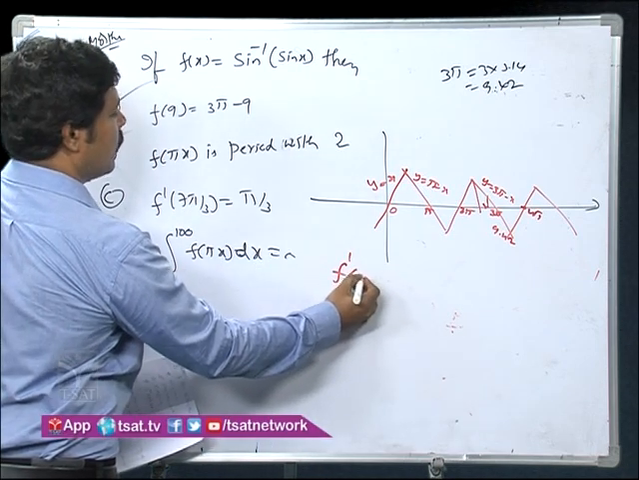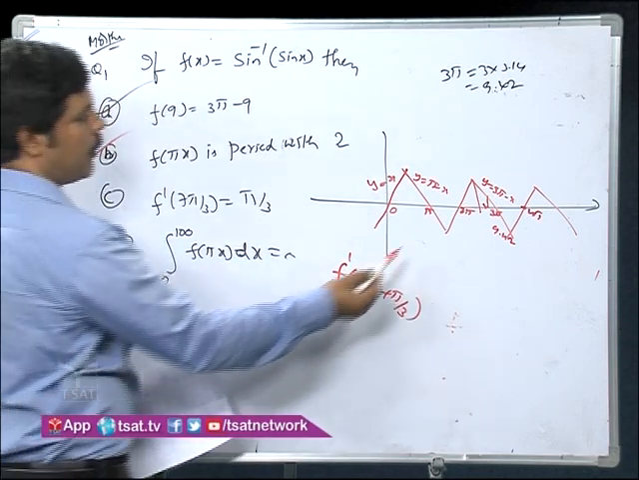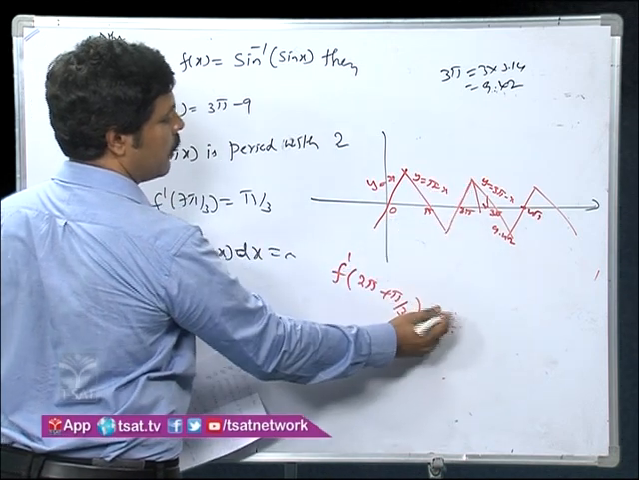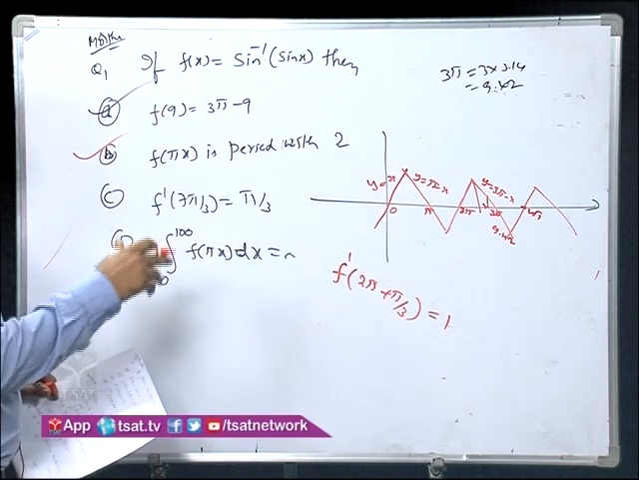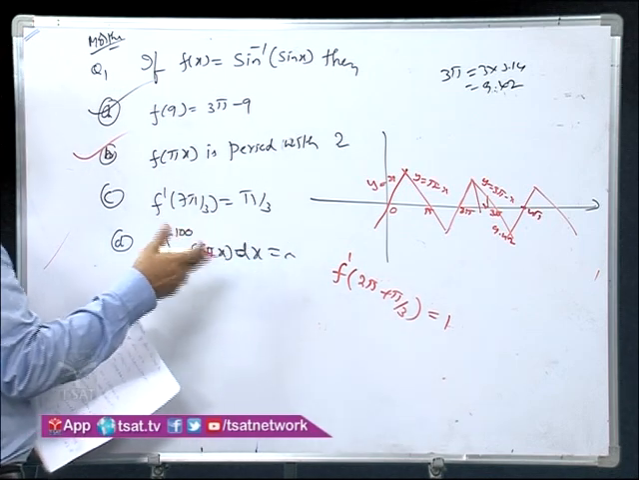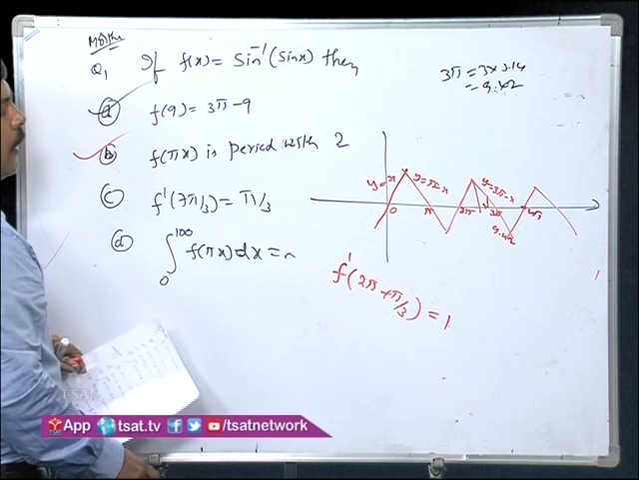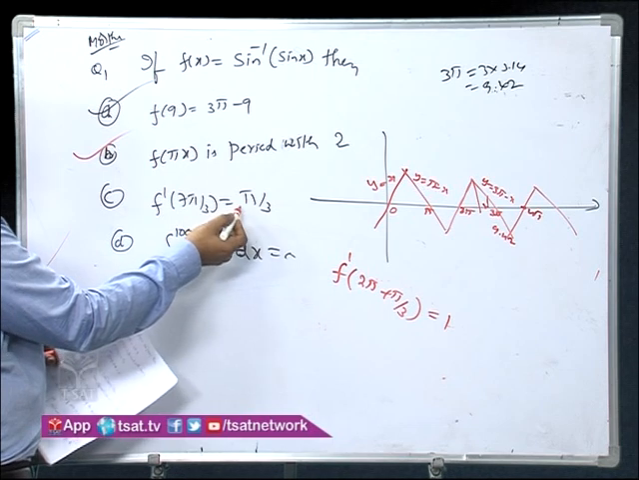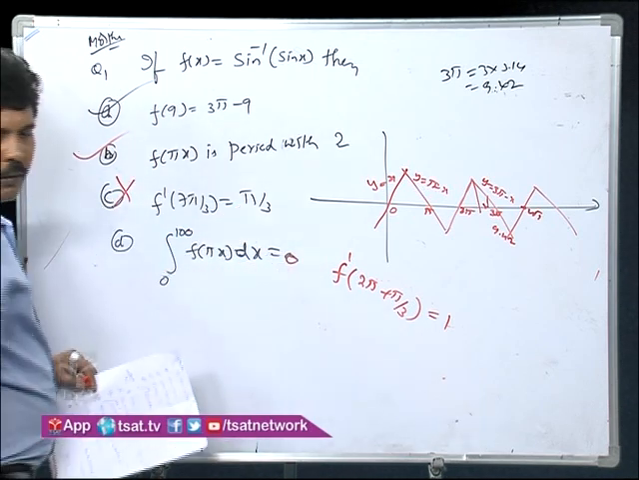Now f dash of 7 pi by 3: 7 pi by 3 means 2 pi plus pi by 3, so f dash of 2 pi plus pi by 3. But the graph is like this here, therefore the derivative is 1. At any point where the function is differentiable, the derivative is either 1 or minus 1, okay, since the derivative is nothing but the slope. Here pi by 3 is given, therefore this is wrong. Now what about this? The value is given as 0. Now check the last one.